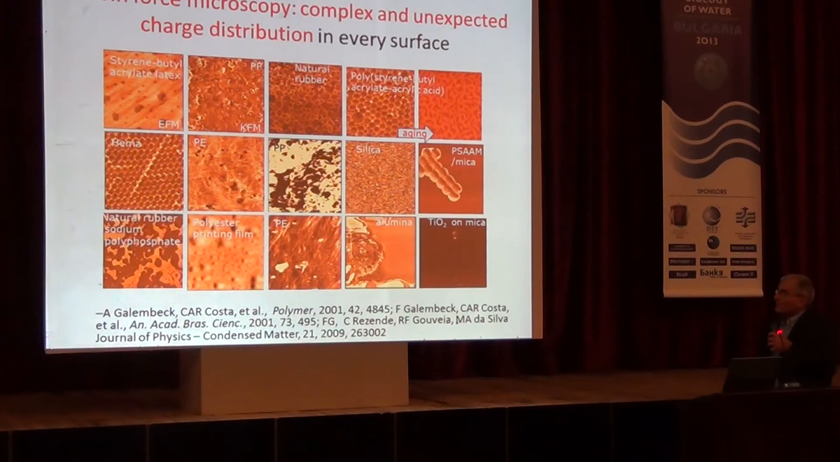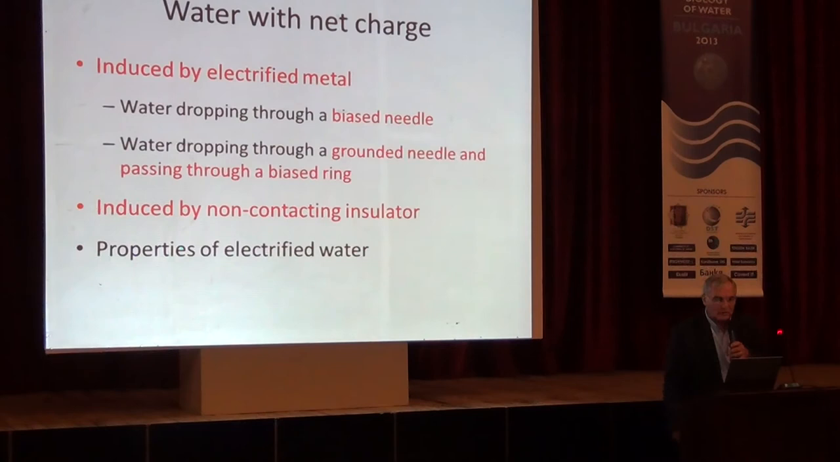There is one thing in common among all of them, mostly polymers, some inorganic solids. What they have in common is that there is a pattern of potential distribution, which means a pattern of fixed charge distribution in any of these samples. To this day, I think that we have examined 150 or so samples, and that's what's always obtained.